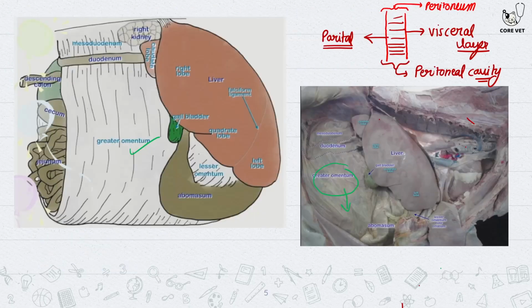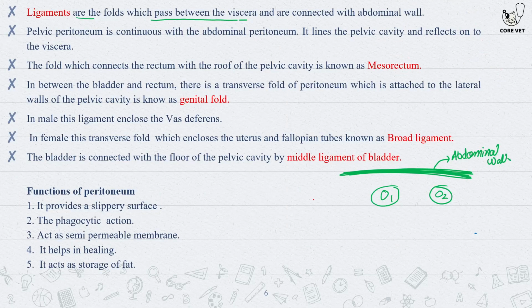Now, there is also a fold that passes in between the two organs. So what is this? Ligaments are the folds which pass in between the viscera. These are the two viscera, and a fold is passing between them and connected to the abdominal wall over here. You can see that a fold is connected to the abdominal wall. This is known as the ligament.